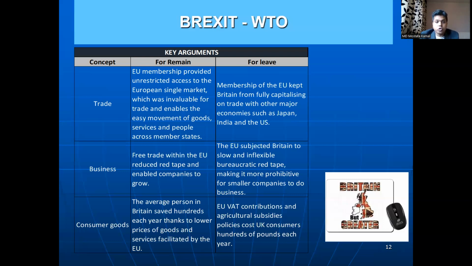And for consumer goods, for Remain, the average person in Britain saved hundreds each year thanks to lower prices of goods and services facilitated by the EU. For Leave, in the case of consumer goods, EU VAT contributions and agricultural subsidy policies cost UK consumers hundreds of pounds a year.